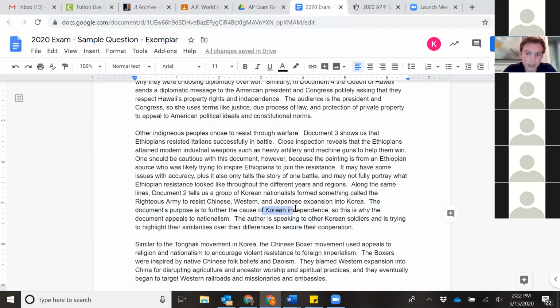to achieve Korean independence. So if their audience is other Koreans, and their purpose is Korean independence, how does that shape the document? That's why they are focusing on nationalism and commonalities between them.